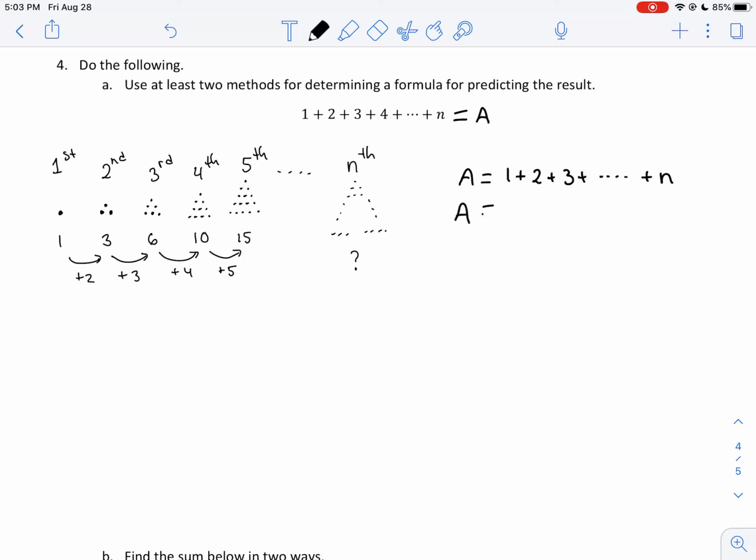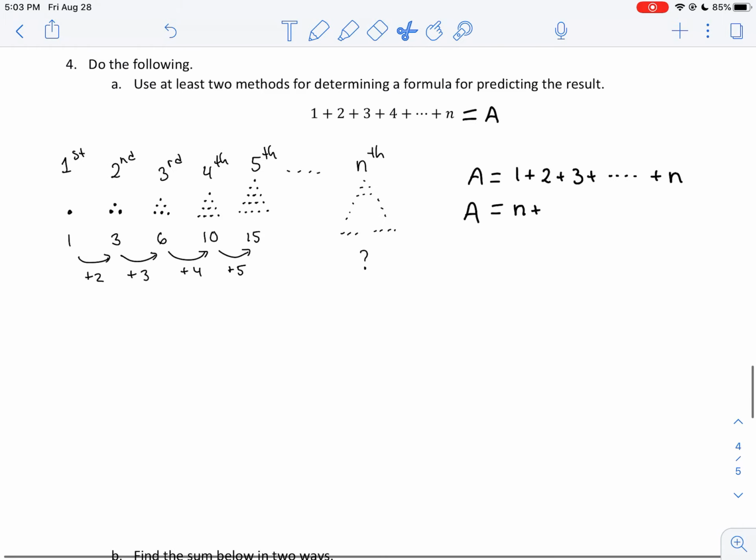I could rewrite A a different way. I could write it backwards. I could start at n and then count down. Before I do this, though, let's quickly determine what a valid expression would be for the one before the last one. What would you want to put right here in this position? Well, if n is the last number and we've just been going up by 1, then it stands to reason that n minus 1 would be the number right before n.